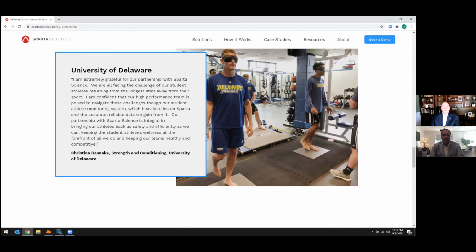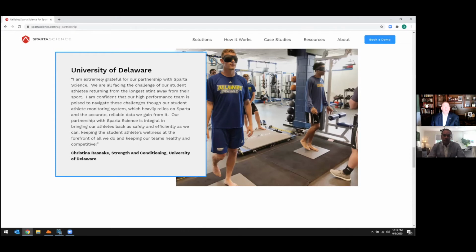Their field hockey team won a championship for the first time in a while, and they credit it to the health and well-being of the student athletes. And again, this process of using the data to identify where their athletes are on a Monday, leading into an in-season week of competition.